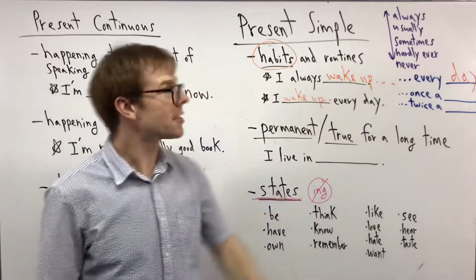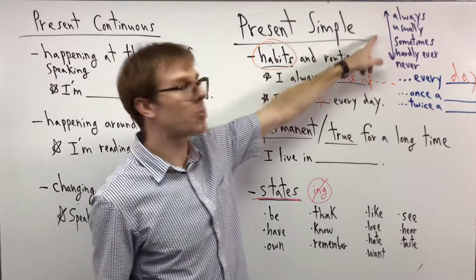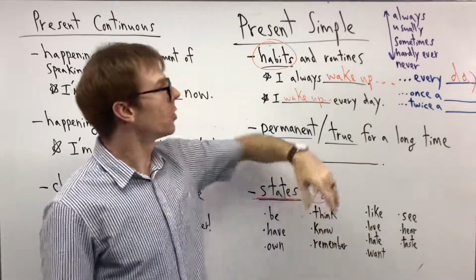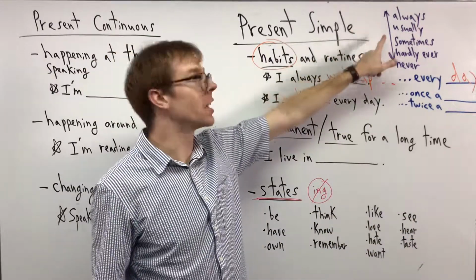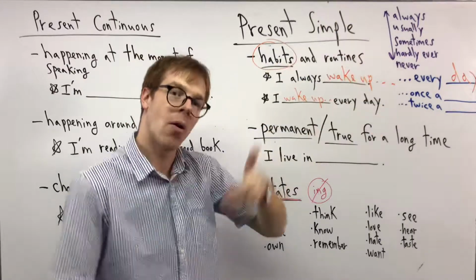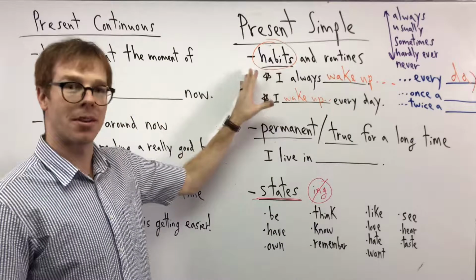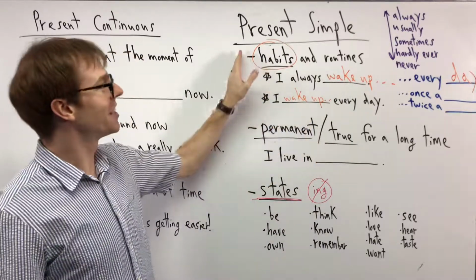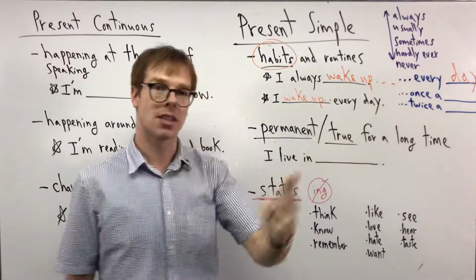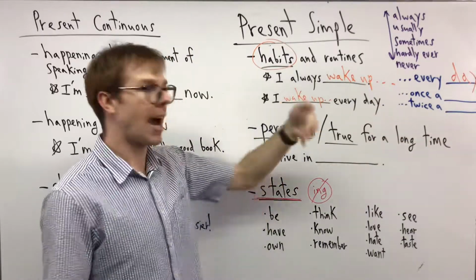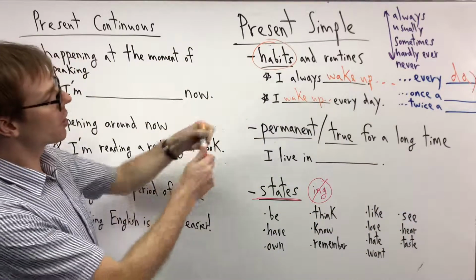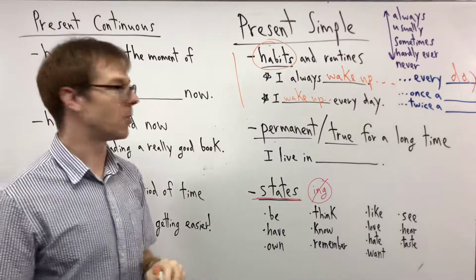As you'll learn in class, these ones are our adverbs of frequency to say how often we do something. You can use words like always, usually, sometimes, hardly ever, never, to show how often this habit happens. Or, like we had here, every day, we can also use once a, twice a to show how often something happens. So, there's the very common way to use that present simple.